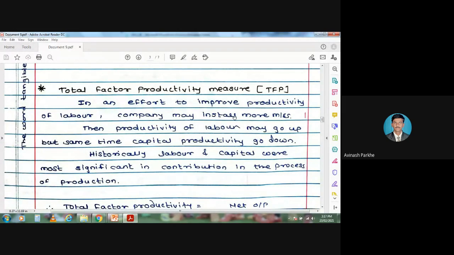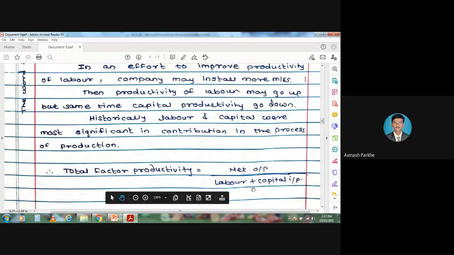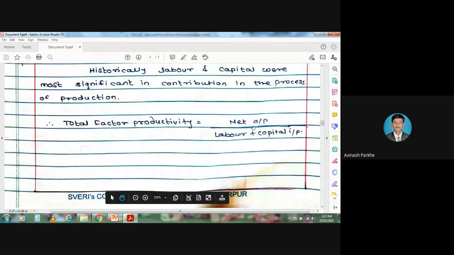At the end we have to focus on the total factor productivity, TFP. The formula: total factor productivity is equal to net output upon labor plus capital input. If I have to calculate the total productivity, total productivity is equal to total output upon total input. This is the basic formula. That means all inputs we are considering: labor input, material input, energy input, capital input. All these inputs can be considered while calculating the total productivity.